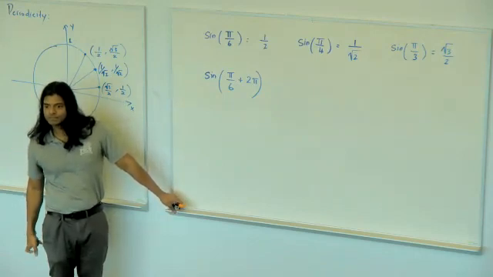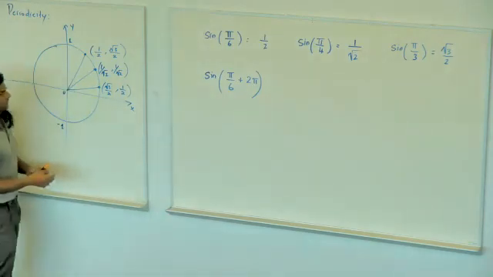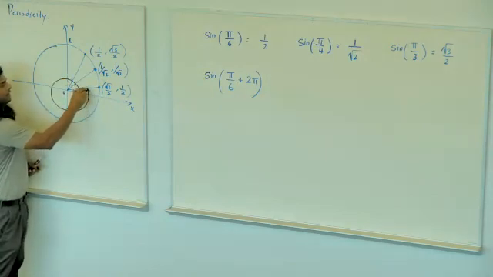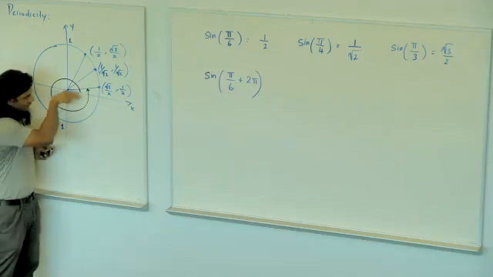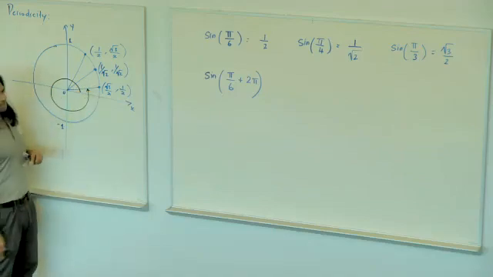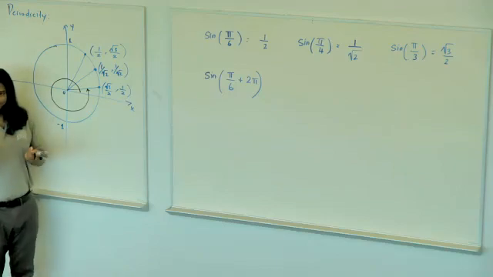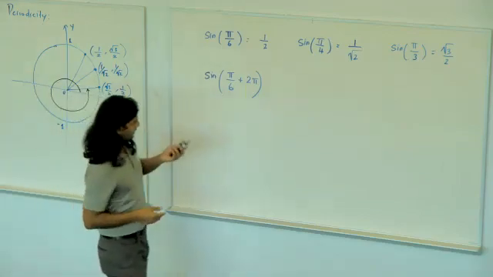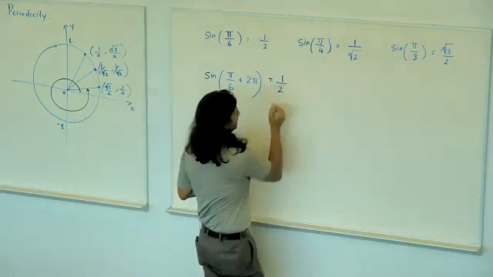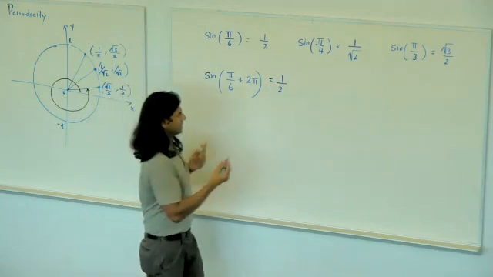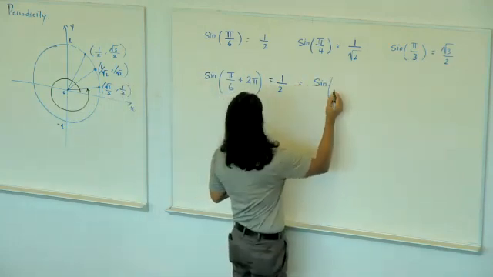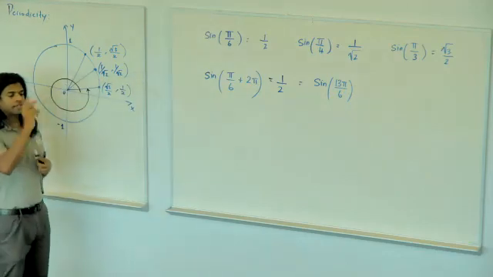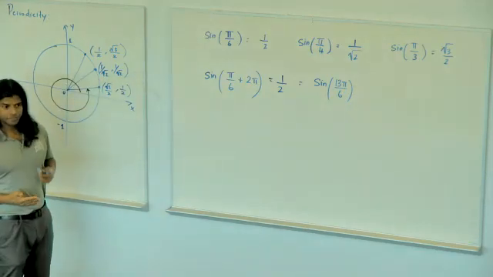Add 2 pi, that's a whole revolution. So if you go a full circle and come back to 30 degrees, it is the same value. Do you agree? If I got rid of that 2 pi, it's still sine 30, so that would be 1/2. If you took the common denominator and combined, sine of 13 pi over 6 would be equal to 1/2.